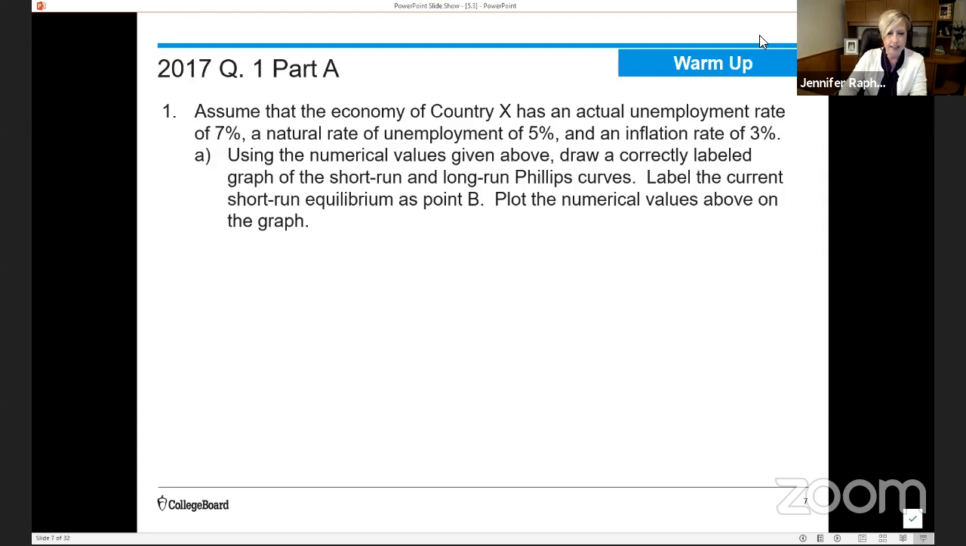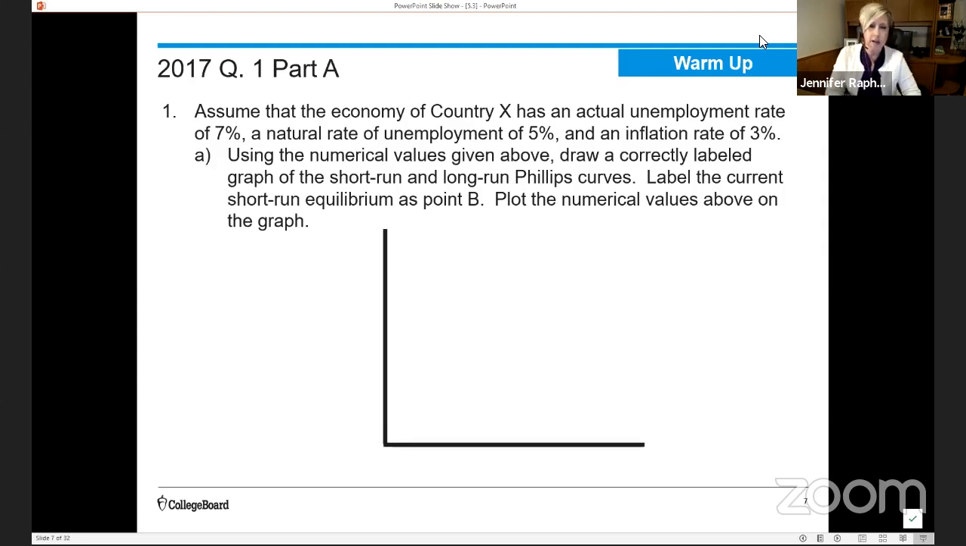Okay, let's take a look and see how you did. All right, so when you're putting together your Phillips curve model, you want to remember that you are looking at two curves that describe the relationship between the inflation rate and the unemployment rate. Okay, that's what your axes labels are.